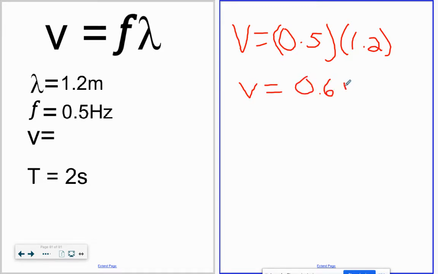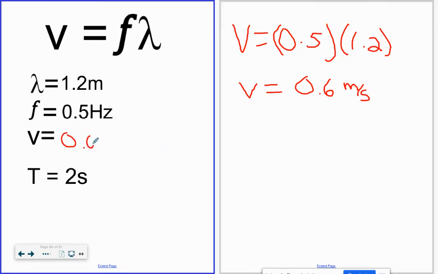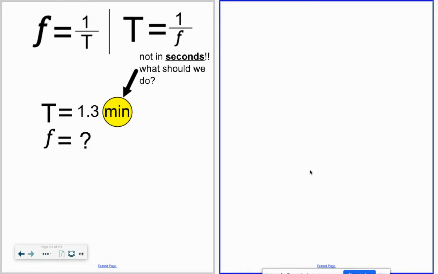0.6, and we always write meters per second. So my velocity would be 0.6 meters per second. One more challenging one to look at, we'll go back to our frequency and period formulas.